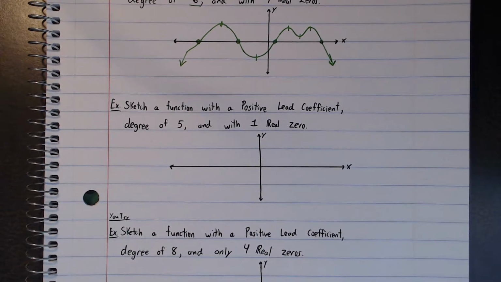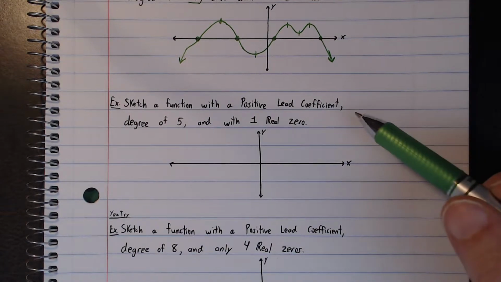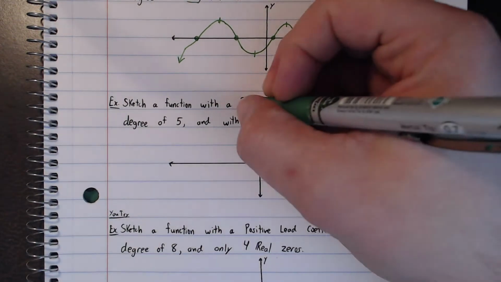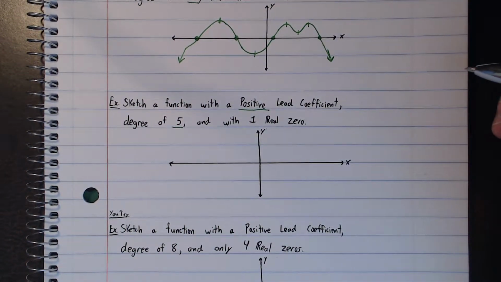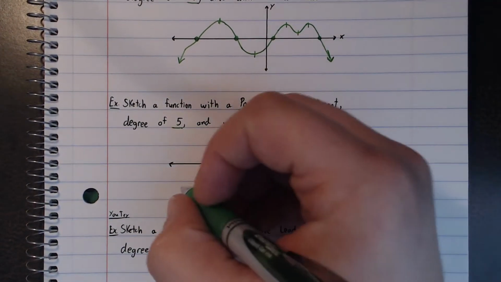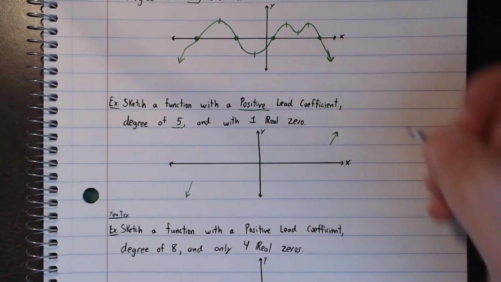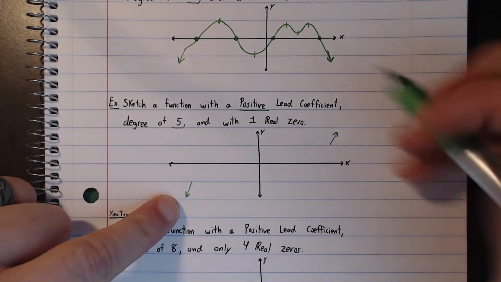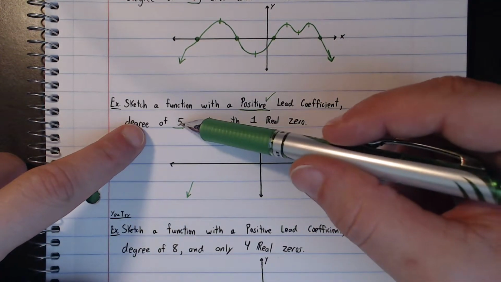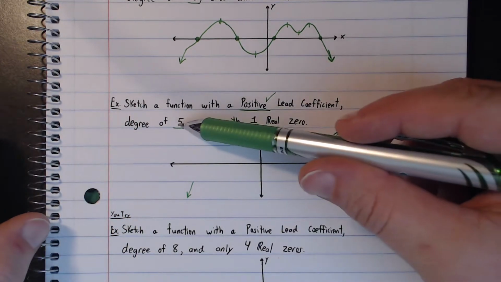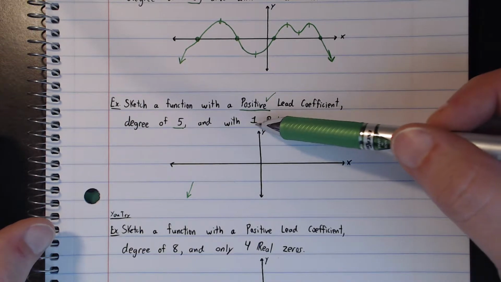So I'm going to do one more with you, and then I'll give you 2 to practice on your own. Okay, same type of instructions. This time we want a positive lead coefficient with degree 5, so it's odd. That means that we start negative and we end positive. Okay, so I've already taken care of my end behavior thanks to this. I'm going to have 4 turning points, right? One less. So 4 turning points, and it's only going to cross once.